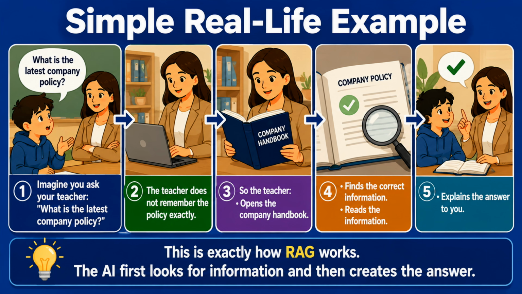Now we will see the real life example. Imagine you ask your teacher, what is the latest company policy? The teacher does not remember the policy exactly. So the teacher opens the company handbook, finds the correct information, reads the information, then explains the answer to you. This is exactly how RAG works. The AI first looks for the information and then creates the answer.